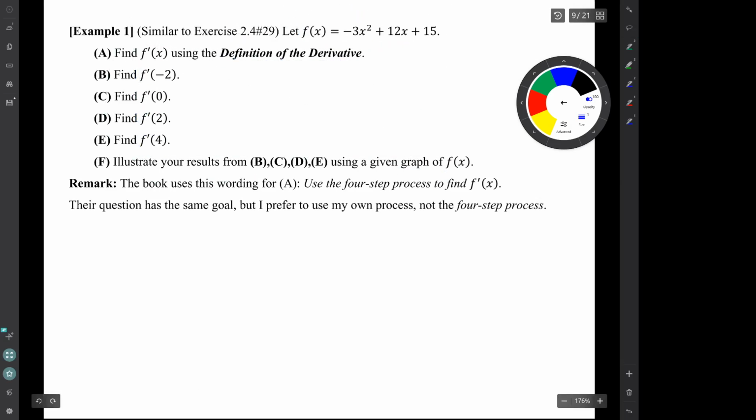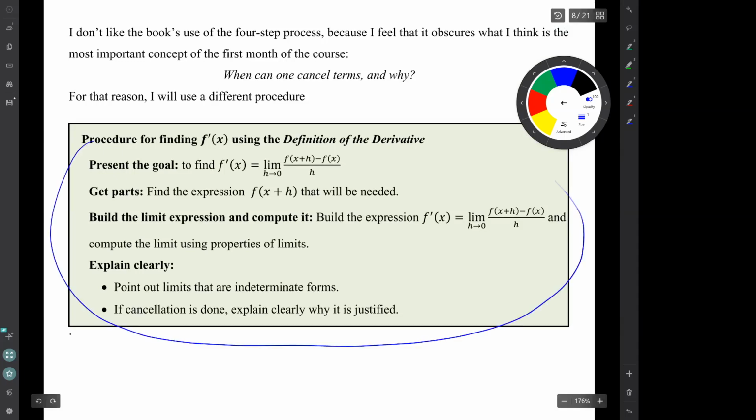Now, as I said before, in the book's wording of this problem, or problems like it, they have a question A that's to use the 4-step process to find f prime of x. I won't be using their 4-step process, I'll be using my own process. Now let's go back up and look at that process. That's what we need to do. We need to present the goal, get the parts, build the limit and compute it, and all along the way, explain clearly.